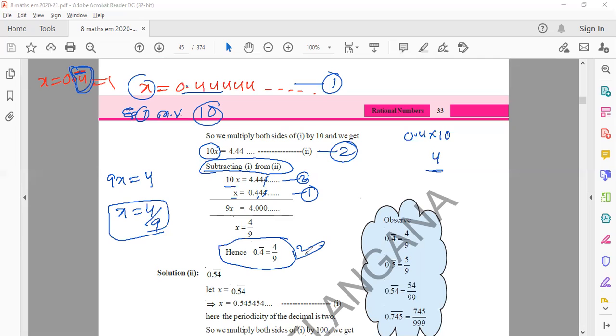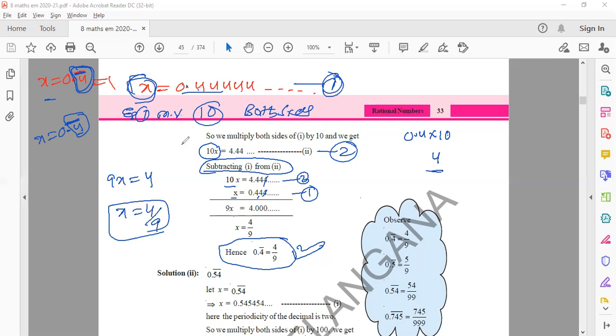Clear? Any doubts? Let me explain once again. First you take the question x is equal to 0.4 bar. Here one decimal digit is going to repeat, you understand. So take x is equal to 0.4444, keep on going. This is equation number 1. After that, since one value is going to repeat, you multiply equation number 1 with 10 on both sides.